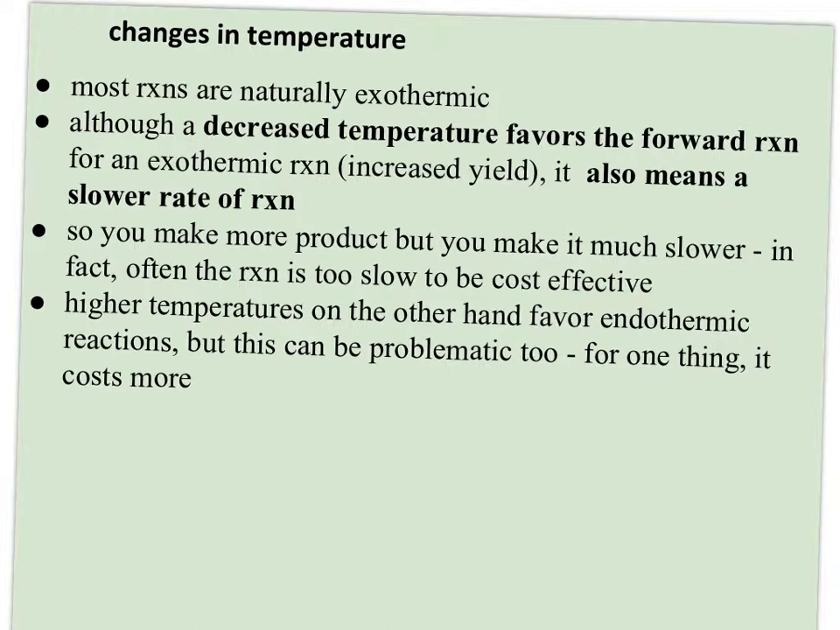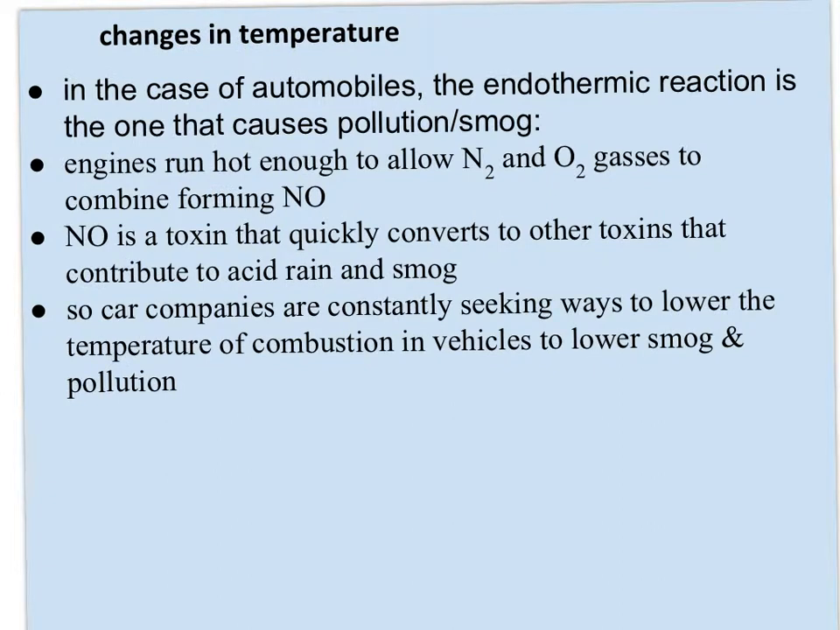Higher temperatures, on the other hand, favor endothermic reactions, but this can be problematic too. For one thing, it's going to cost you more. And another issue is, in the case of automobiles, it's the endothermic reaction that causes all the pollution and smog. Engines run hot enough that nitrogen and oxygen gases can actually combine. Usually, we can't get nitrogen in the atmosphere to combine with oxygen because it's simply not hot enough. But when you produce NO from the nitrogen and oxygen, that quickly converts to other toxins that contribute to acid rain and smog. So car companies are constantly seeking ways to lower the temperature of combustion to avoid this endothermic reaction.